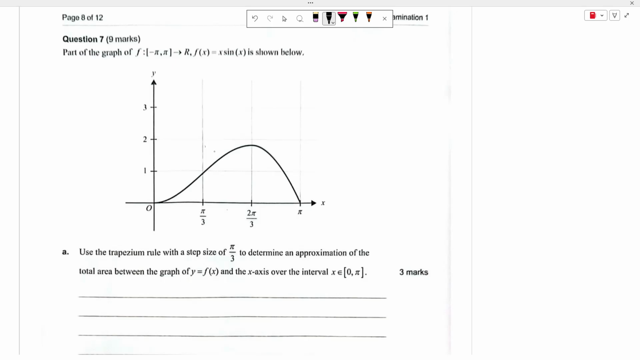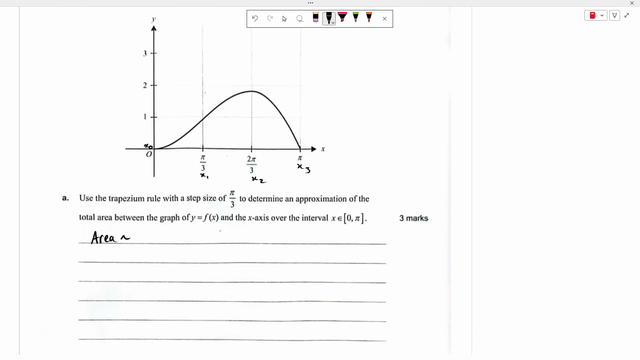And if you remember, the very first starting point is x0, then the next one is x1, then x2, then x3. Because our step size is pi on 3, x0 is going to be 0, because that's our starting point. And then the step size of pi on 3 we get here, that's going to be x1, then x2, then x3.